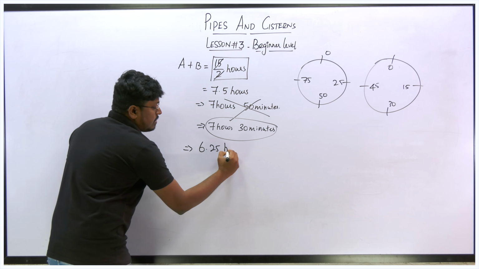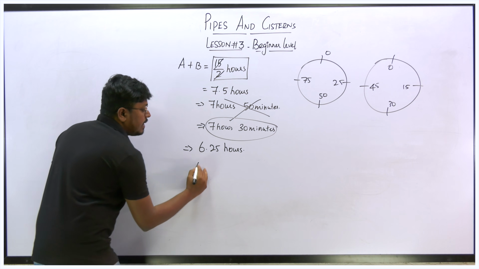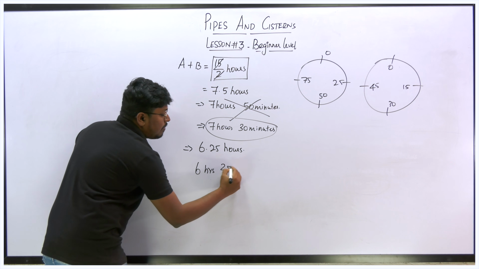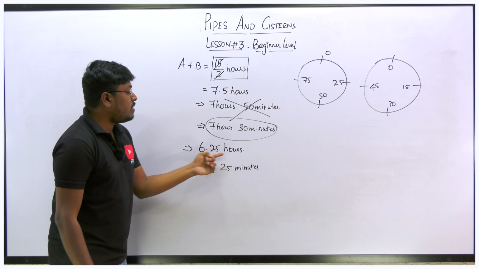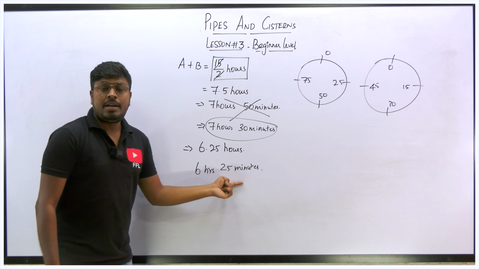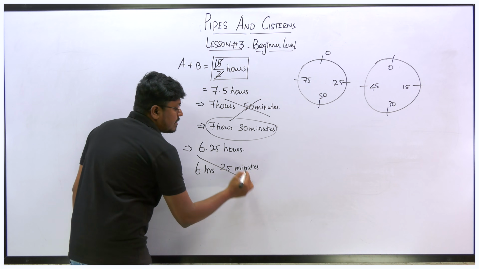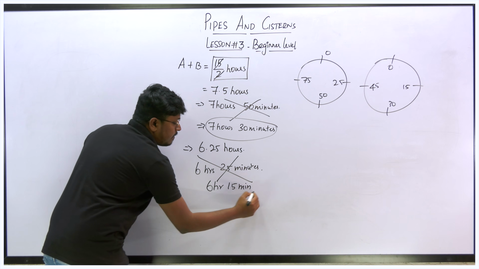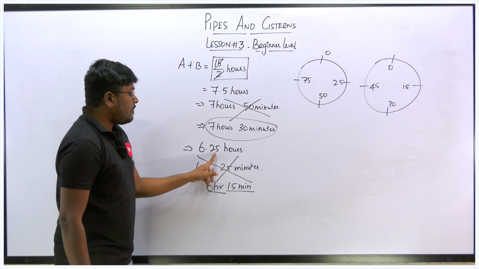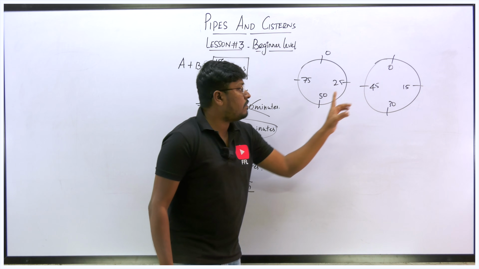In case you are getting an answer as 6.25 hours, you should not say the answer is 6 hours 25 minutes. I have seen students making this mistake. They say 6.25 hours is 6 hours 25 minutes. No, it is wrong. The answer will be 6 hours 15 minutes. So understood or not? 0.25 should be taken as 15 minutes.